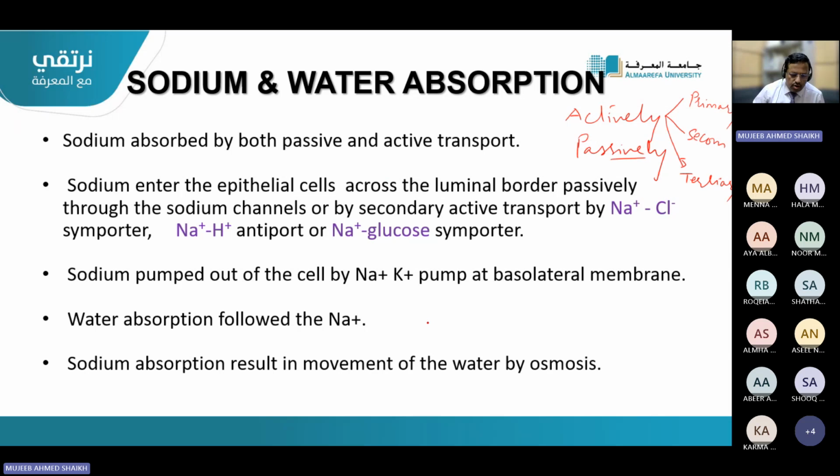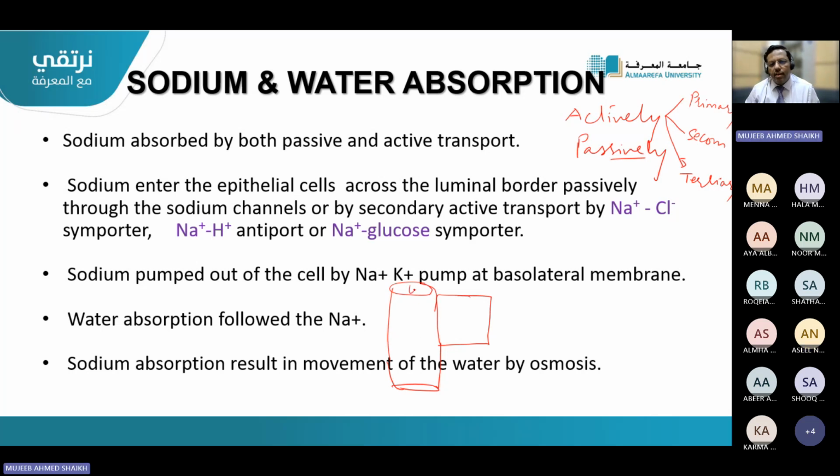Have you heard about the sodium potassium pump? Potassium pump. So what is that an example of? Is it an example of which type of transport? Primary. So why did it take so long to give me the example?